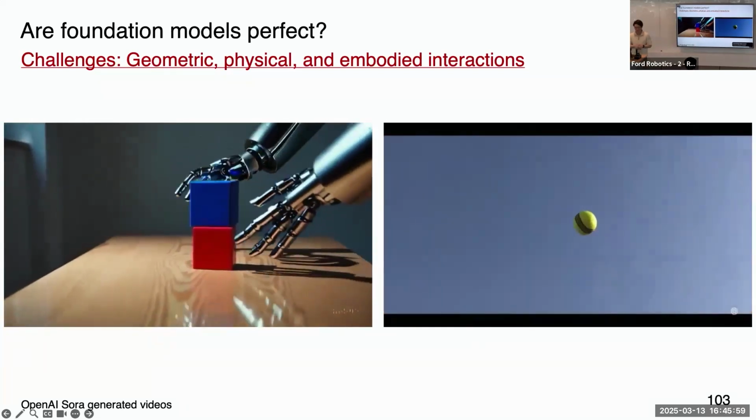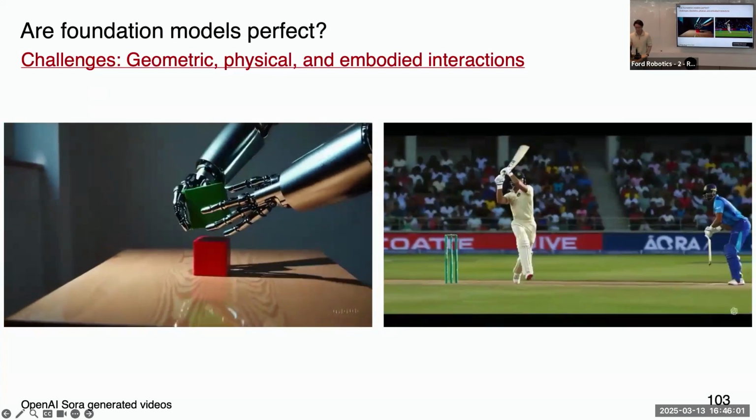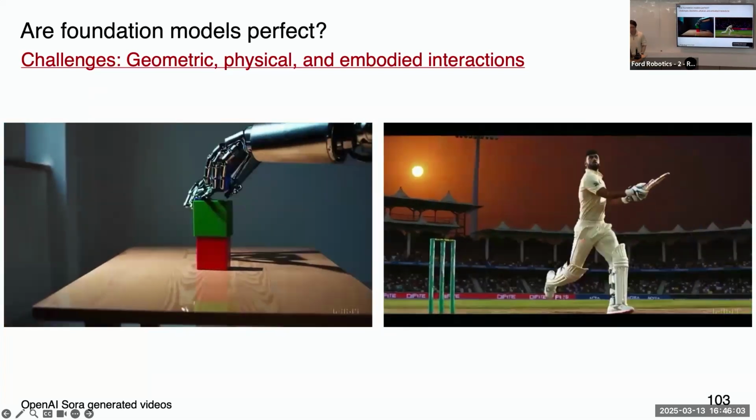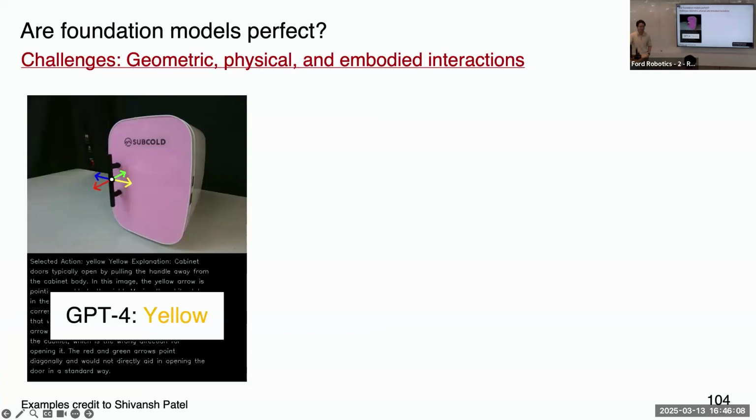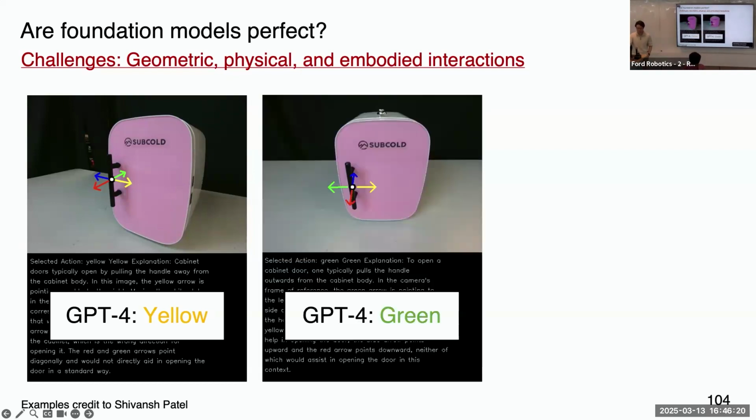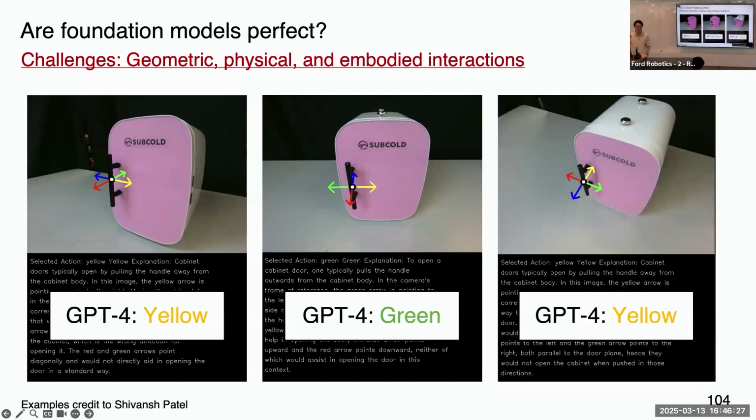Satisfactory generations from it are limited. We're also trying to understand whether it understands the effects of actions. Here we ask GPT-4 which direction you should pull in order to open this fridge. It says yellow. Yeah, it looks reasonable. And we change to a different camera viewpoint. Now it says green. We change to another viewpoint. It says yellow again. You want to pull from the yellow direction in order to open the fridge.